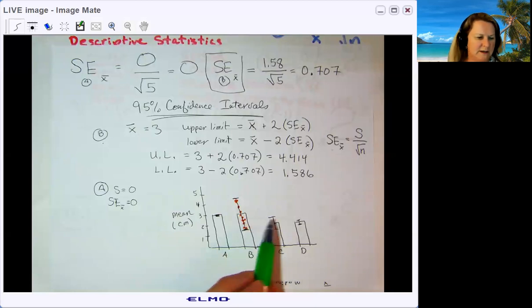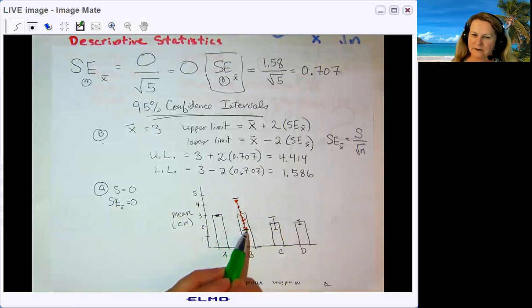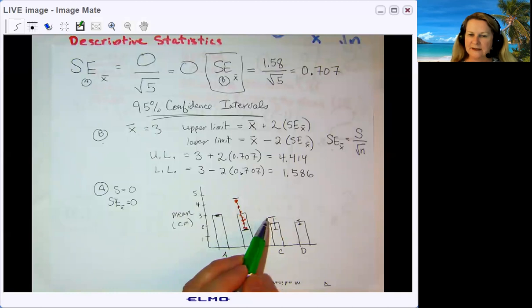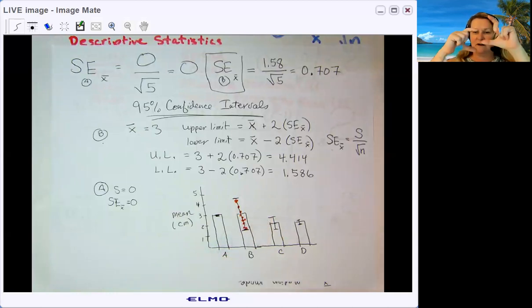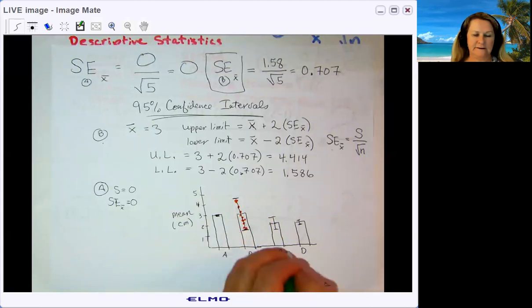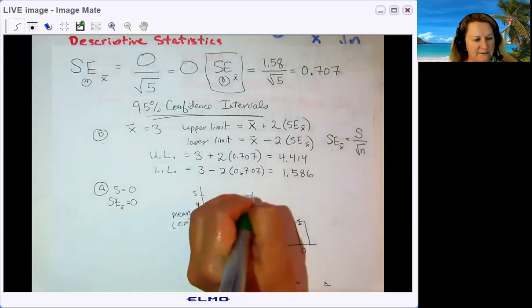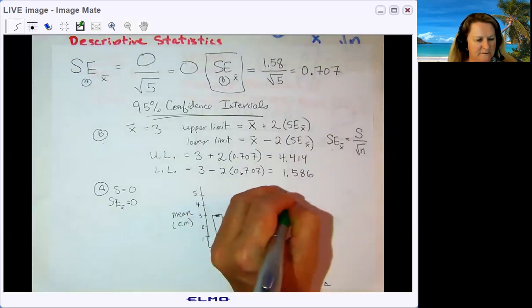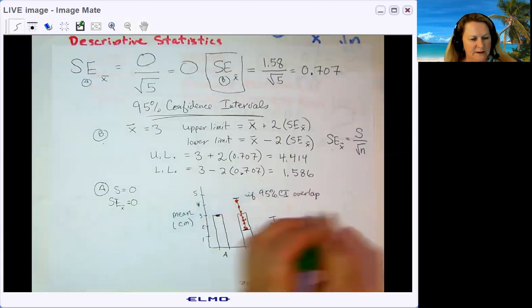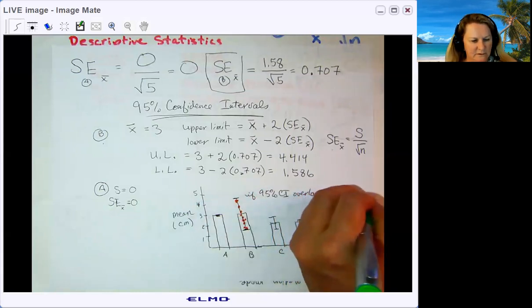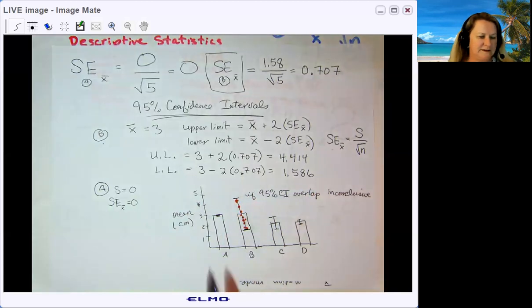Well, if you look, the 95% confidence intervals of B and C overlap, don't they? The lowest point in the 95% confidence interval for data set B is lower than the highest point for C. Since those 95% confidence intervals overlap, we can't say for sure there is a difference between the two data sets. So if the 95% confidence intervals overlap, we have to say the data is inconclusive. We can't say for sure that there is a statistically significant difference between those two data sets.